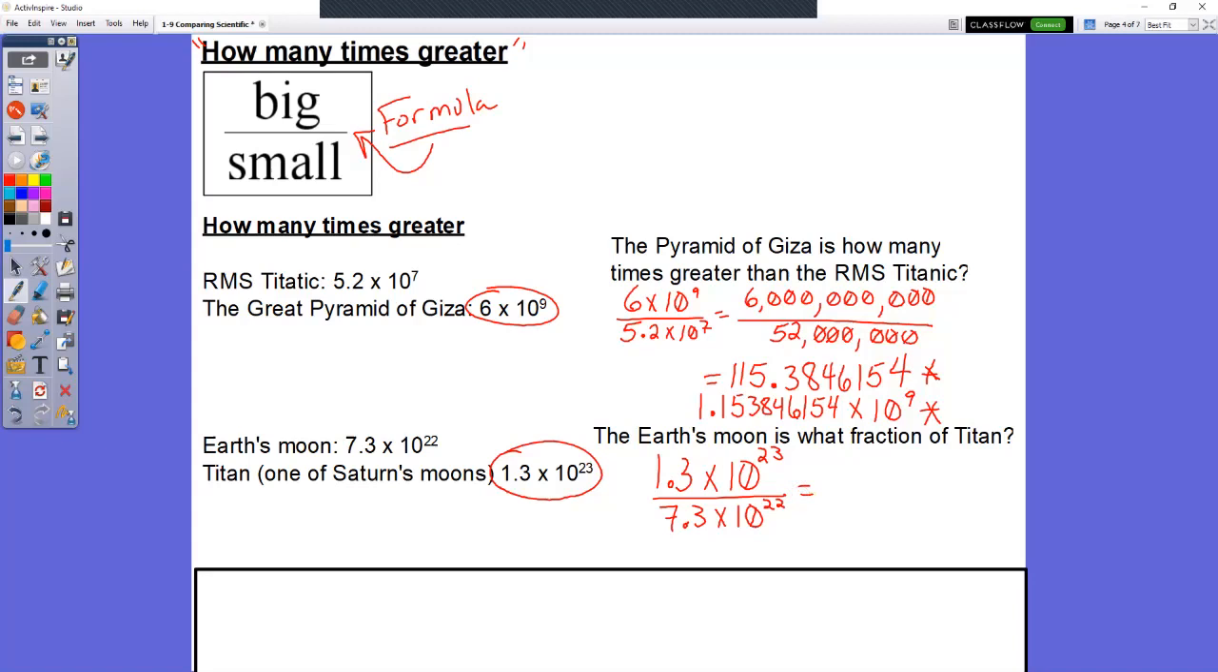And your calculator will be your friend when it comes to this. Make sure that it's in scientific notation. And you simply make sure when you're punching it into the calculator that you put parentheses around each one of the numbers, the whole number. And when you punch that in, you will get the answer as to how many times larger Titan is than Earth's moon.